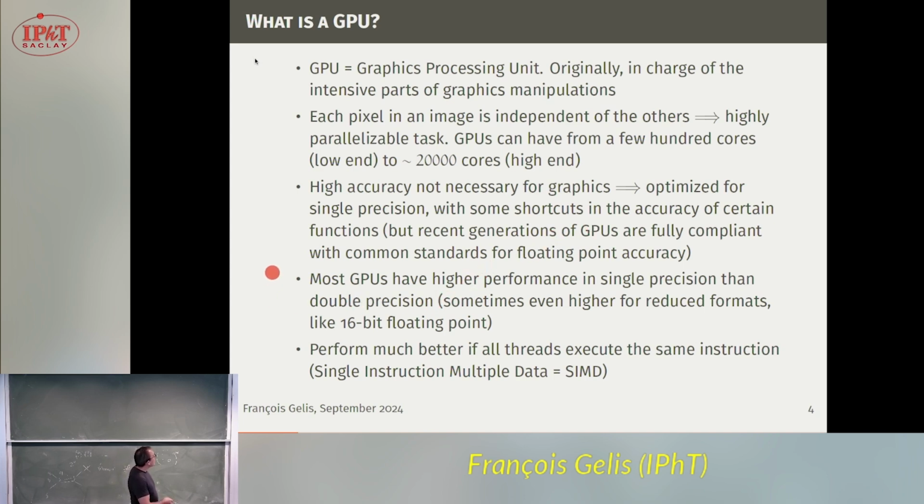Another thing about GPUs is that most GPUs can have higher performance if you use even reduced accuracy. I remind you that double precision means representing a floating point number with 64 bits. Single precision is with 32, and they have even smaller formats like the 16-bit floating point format, which at least for some GPUs is even faster than single precision.